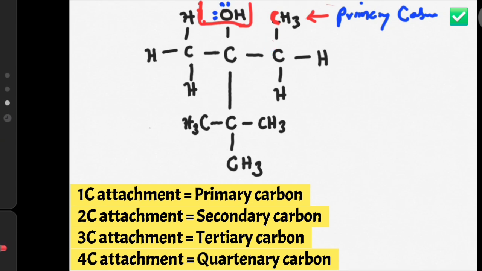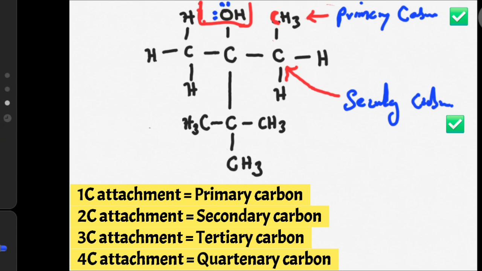Now let's take a look at this carbon over here. What kind of carbon is this? This highlighted carbon is attached directly to this carbon, and it's also attached directly to this carbon, meaning it is attached to 2 different carbons. So we say that this carbon just highlighted is a secondary carbon.